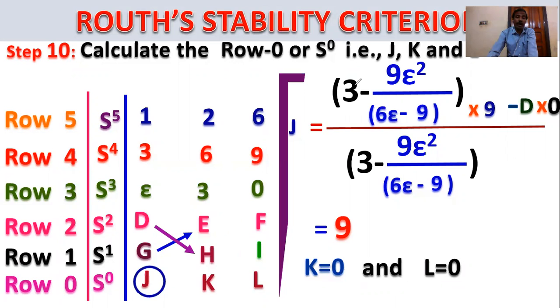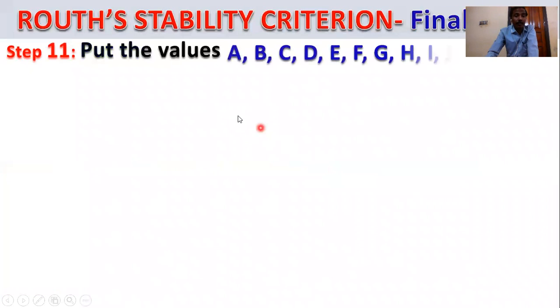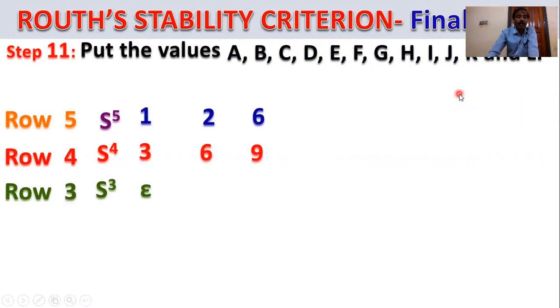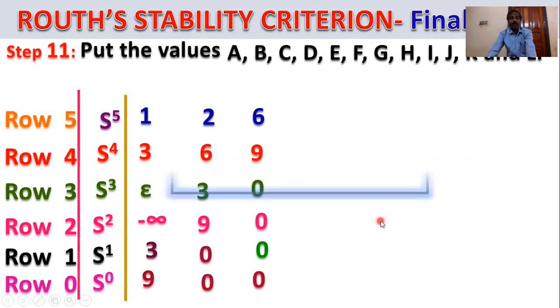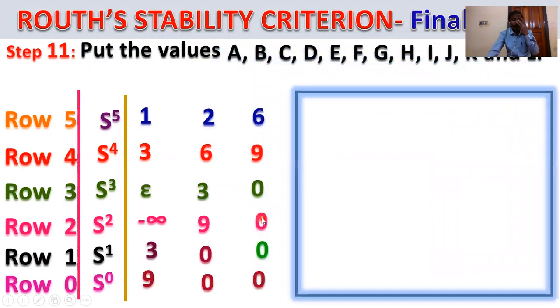So this is the final table. Put the values A, B, C, D, E, F, G, H, I, J, K, L and construct the Routh table. Final table: epsilon, 3, 0; minus infinity, 9, 0; 3, 0, 0; 9, 0, 0.